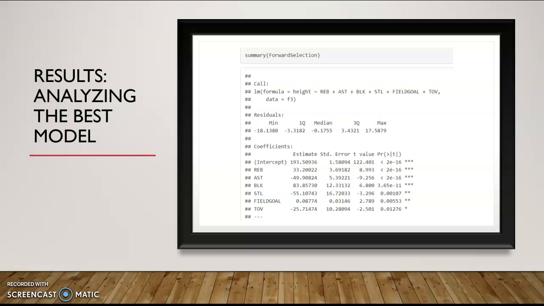I also wanted to take a closer look at the forward selection model to see how it analyzed each of the variables. So looking at the coefficients, we see that blocks is the clear strongest of the bunch at plus 83. It has the largest coefficient of the variables on here. The second and third place are steals and assists. However, unlike the blocks, they both have a negative coefficient, which means that as they go up, your height goes down. Also, in that last column, you can see that all the p-values are below 0.05, meaning that they're all statistically significant.